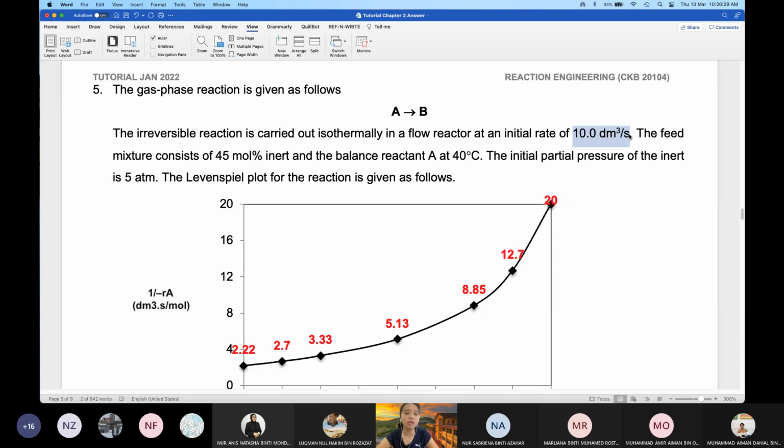Ataupun kamu ingat 10 ni adalah FA naught. Habislah keseluruhan soalan. So you have to be very careful. This is the initial volumetric flow rate, V naught, 10. Okay, kadang-kadang saya kena V naught, kadang-kadang saya kena epsilon naught. Sama eh, dia maksudnya volumetric flow rate.